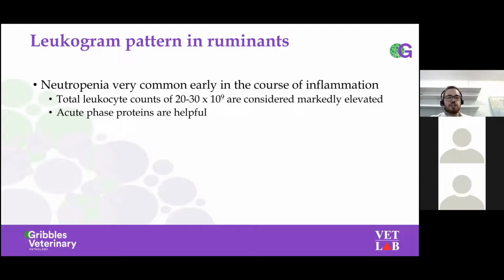And this is where monitoring trends can be quite important, as we want to see that neutropenia resolve as that bone marrow production improves. But in saying that, even when you have established inflammation and you have that bone marrow response, total leukocyte counts tend to be fairly low and similar to horses. So in ruminants, similar to horses, a leukocyte count of even 20 to 30 is considered quite markedly elevated. And again, because of those fairly subtle changes, that's where acute phase proteins can be helpful.